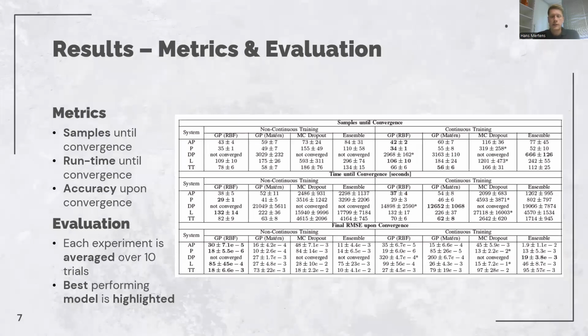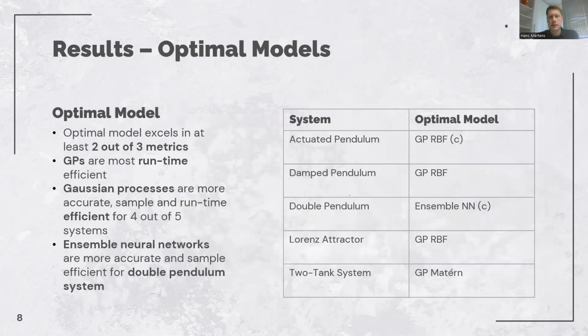We have evaluated our different models across 3 metrics, which are samples until convergence, runtime until convergence, and accuracy upon convergence across our different dynamical systems. And we have this large table in our paper where we show every experiment that we have averaged over 10 different trials. But for the sake of this presentation, I'm gonna jump to what works best instead of all the details. And what we've seen is that Gaussian process models work best across the board.